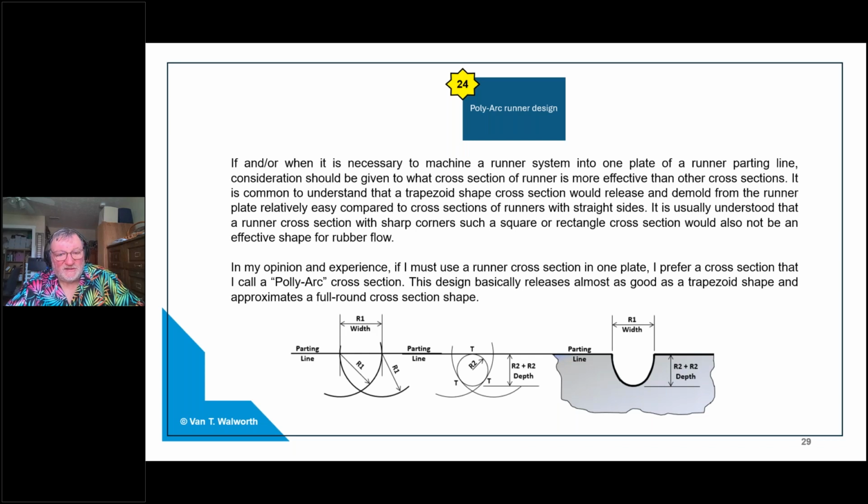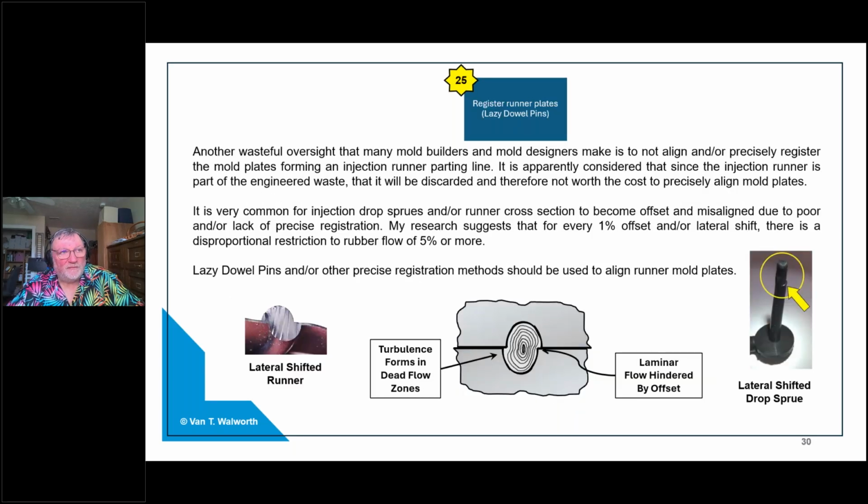It nearly releases as good as a trapezoid, and it nearly flows as good as a full round. It's not a full round. It doesn't flow as well as a full round, but it's close, and it's a lot better than half rounds or trapezoids by themselves. And so you might take a look at this and consider that. Again, it's an underutilized technique for having better flow within the cross section of the runner system.